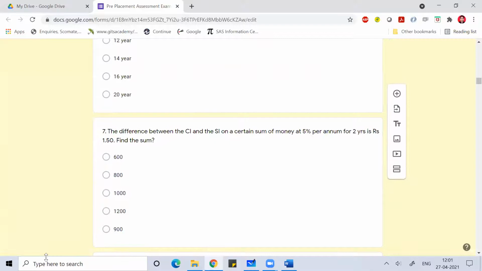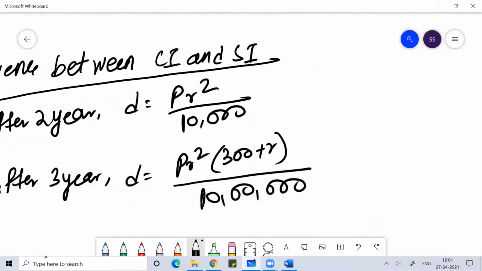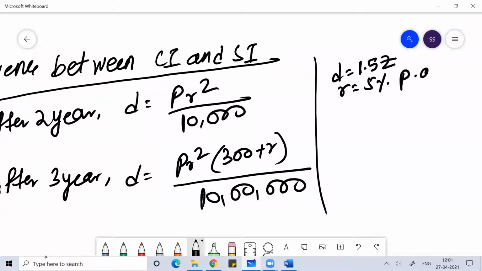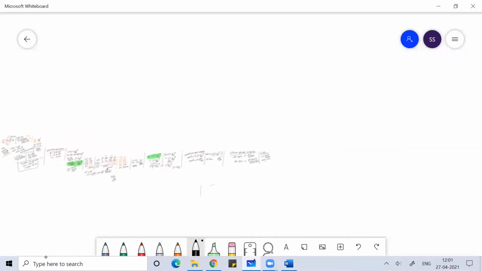So you can see this question number 7. That is about difference. The difference for 2 years at 5% is 1.5. You can see the difference is 1.5 rupees, and your rate of interest is 5% per annum. Per annum means per year. You have to find the principal. Using rate of interest 5 squared divided by 10,000, you'll get 15,000 is equal to P into 25. You can solve this. You will get 600 as the answer.